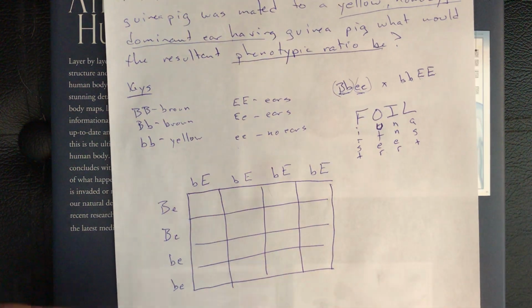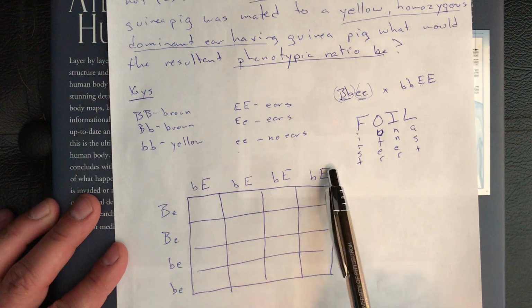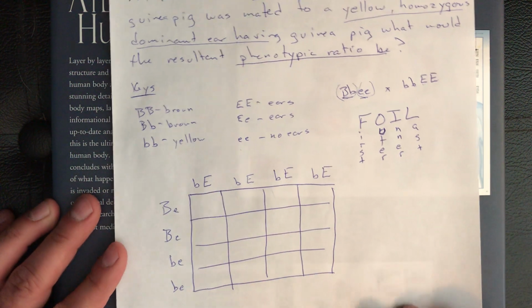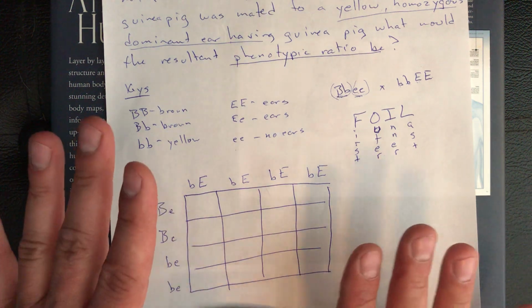Now, here's the thing, guys. If you don't have two letters above each of your columns and next to each of your rows, you didn't figure out your gametes correctly, and you're probably going to get the whole thing wrong.